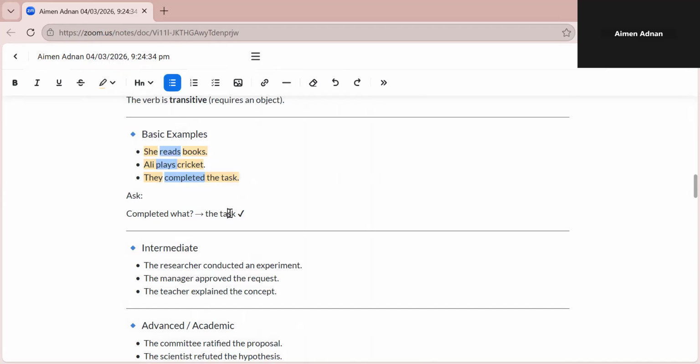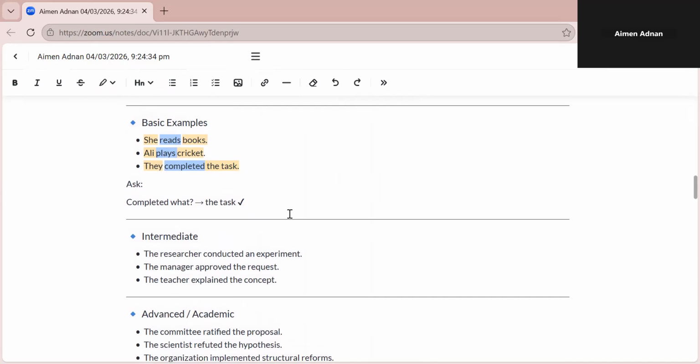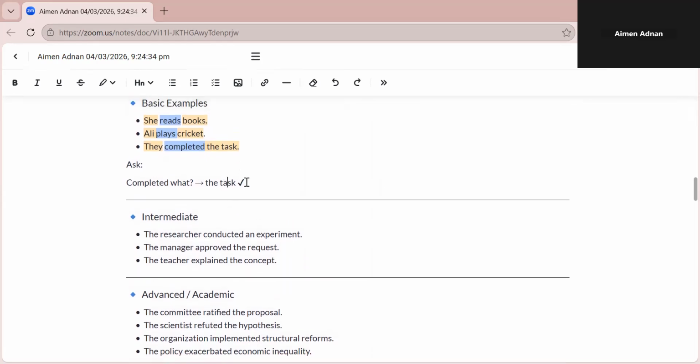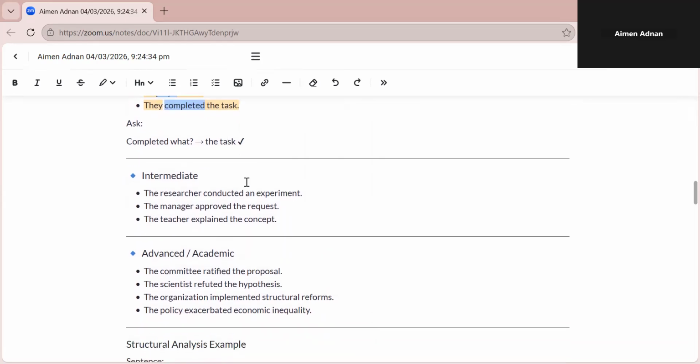Yes. So now in these examples, if you have to ask the question what, like I told you above, the SV structure does not answer the question what, but the SVO structure does answer the question what. So if you ask the question, she reads what? She reads books. And Ali played what? So it was cricket. And they completed what? So it was the task. So all these questions in the SVO structure are going to be answering your question what. So this is a very basic hint and a trick to actually identify the SVO structure.